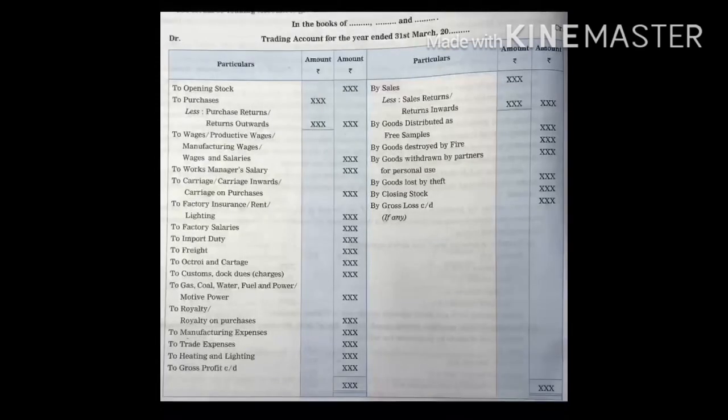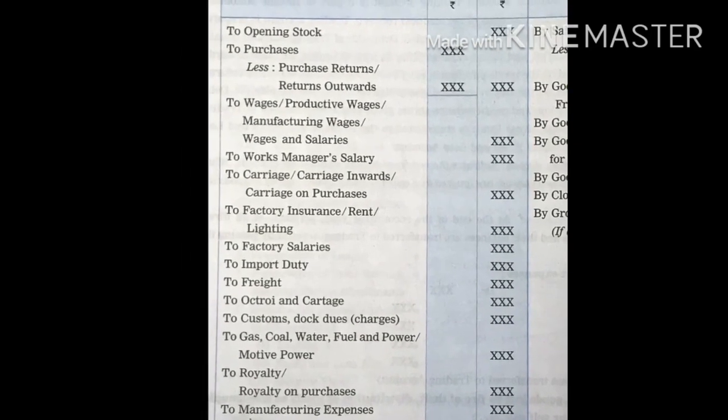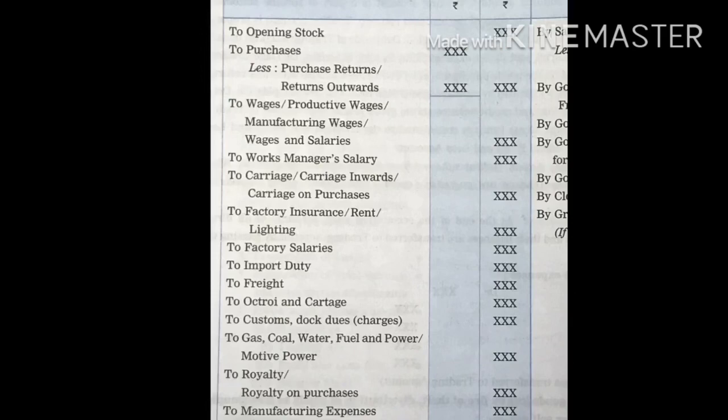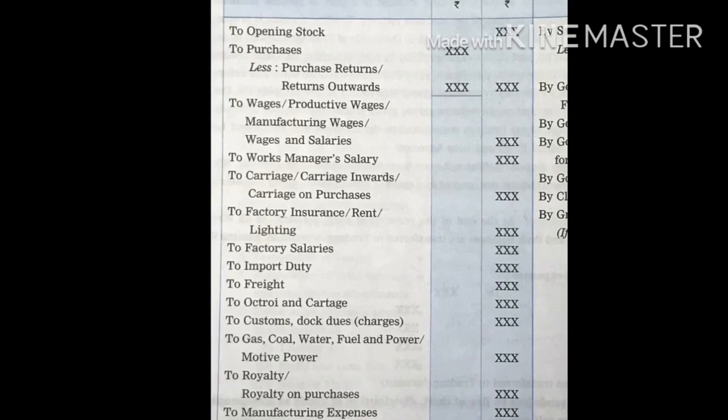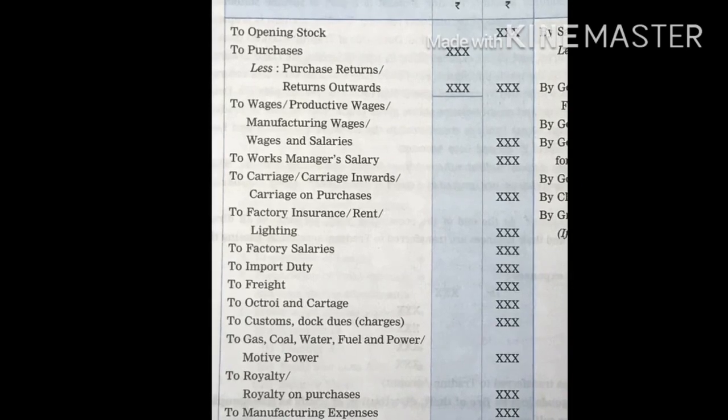This is a specimen of trading account. Let us discuss the different accounting items that appear in the trading account. Now let's see the debit side first. The first is always opening stock. The stock of goods that are in the godown in the beginning of the accounting year is called opening stock. Opening stock is always recorded on the debit side of trading account.